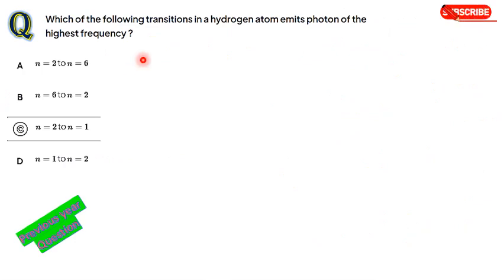The next problem here is which one of the following transitions in a hydrogen atom emits a photon of a higher frequency. See here, these are all the transitions: 2 to 6, 6 to 2, 2 to 1 and 1 to 2. In this case, which is having higher frequency? Let me tell you.